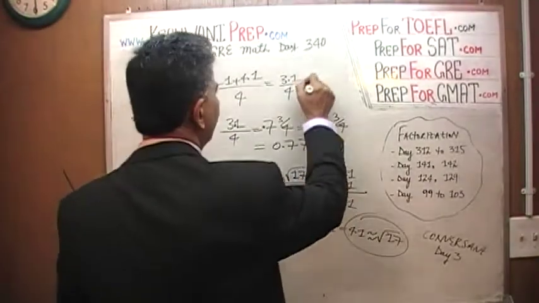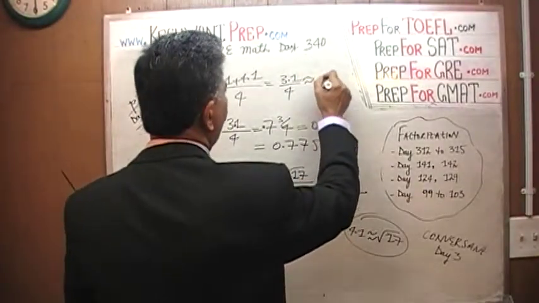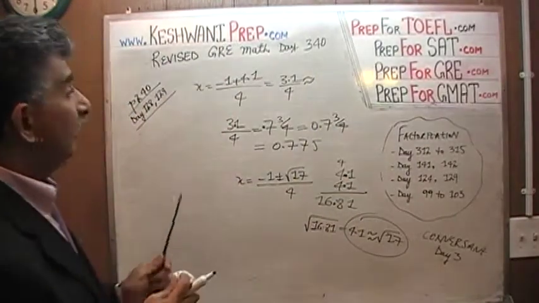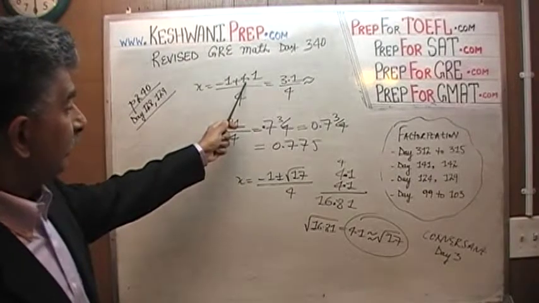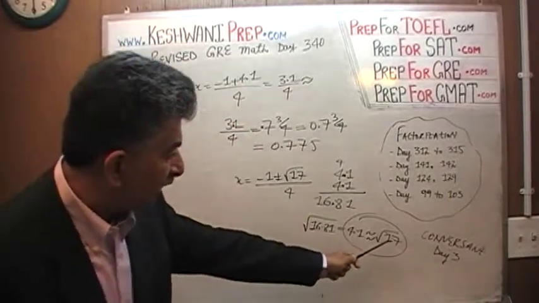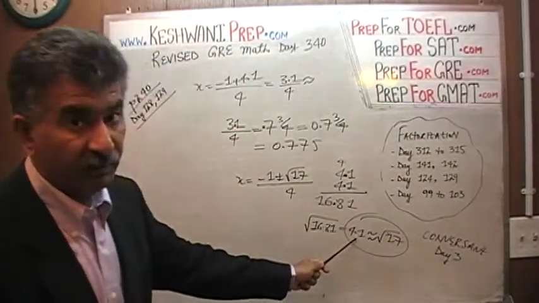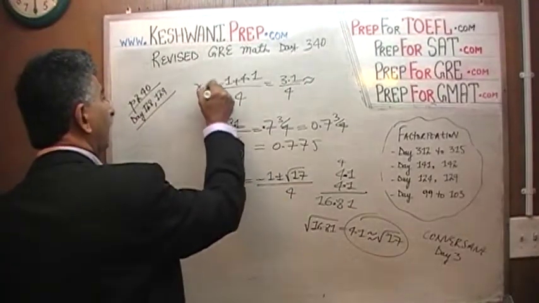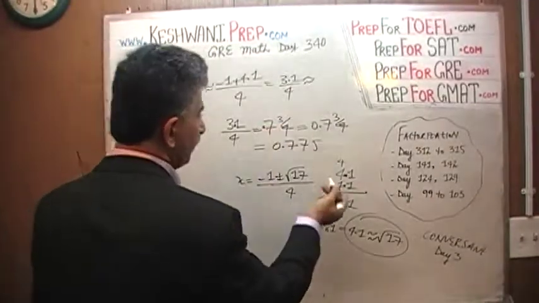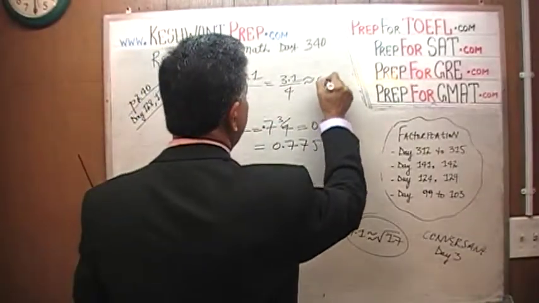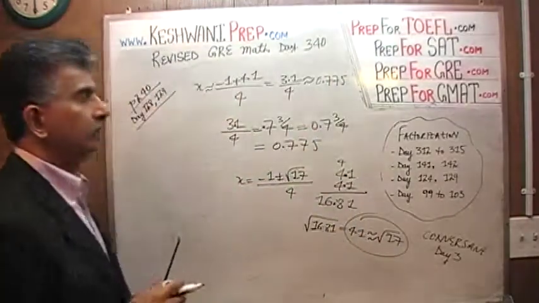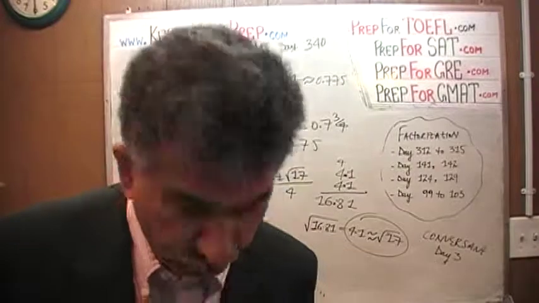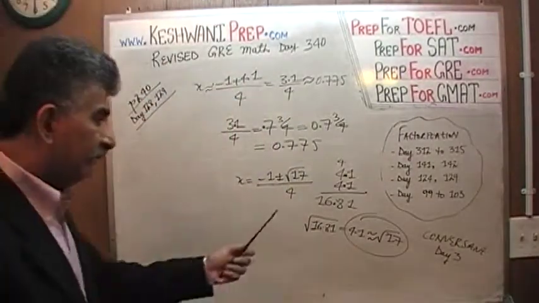So x is approximately, actually it wouldn't be approximate, it will be exact. No, it is approximately, because the square root of 17 is not 4.1. The square root of 17 is approximately 4.1. So we do need approximately here. X is approximately equal to this amount, which we just found out to be 0.775. There you go. 0.775. And what does the book say? 0.78, you see?